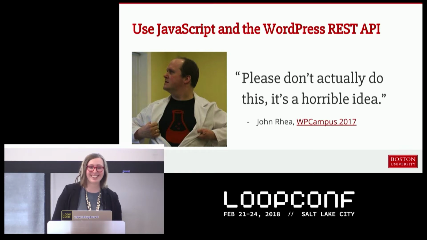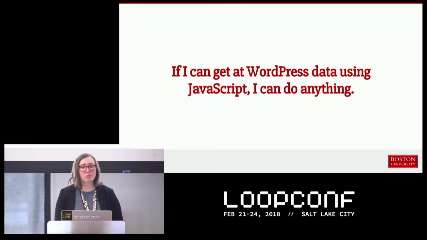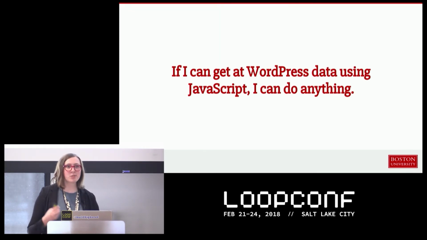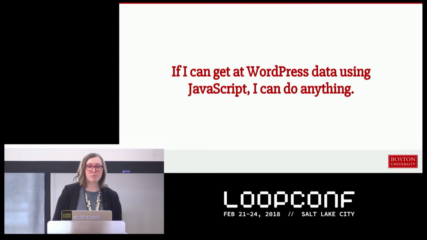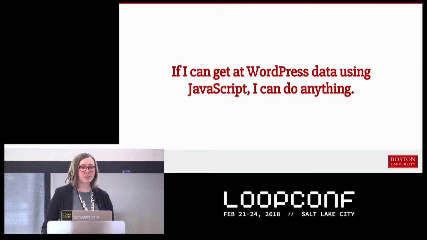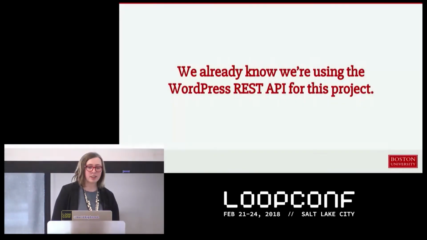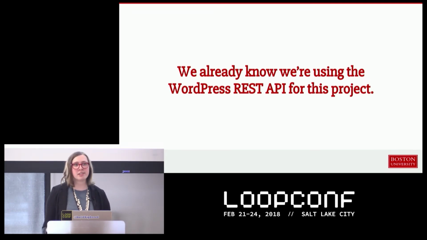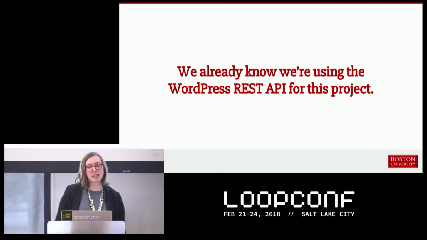Because what I realized is, if I can get WordPress data using JavaScript, I can do anything. And that means that I can build this course prototyping tool and I can use real data. I can use it to build this and actually figure out whether these filters are useful. And also, we happen to know that we were already using the WordPress REST API for this project because we had an existing infrastructure in place that made it easy to do so.